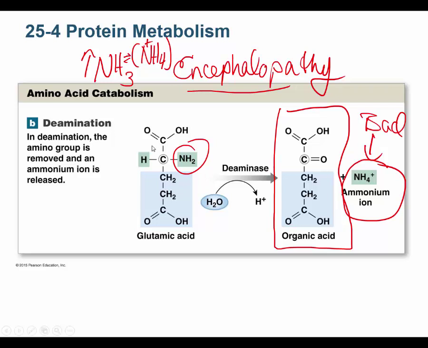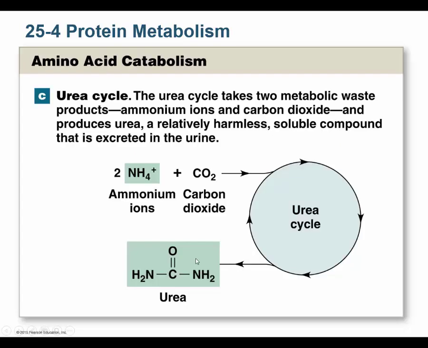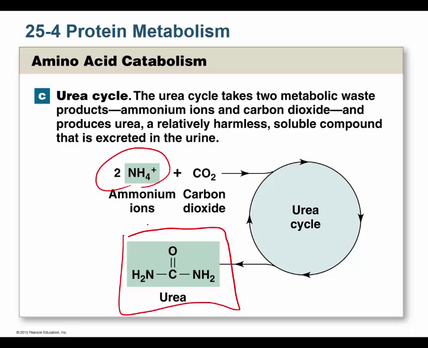Well, what do we do with it? We run it through a cycle in the liver called the urea cycle. See, we don't let ammonium float around our body. We convert it to urea. And in fact, 2 ammonias can go into making 1 urea. And then our kidneys get rid of the urea.